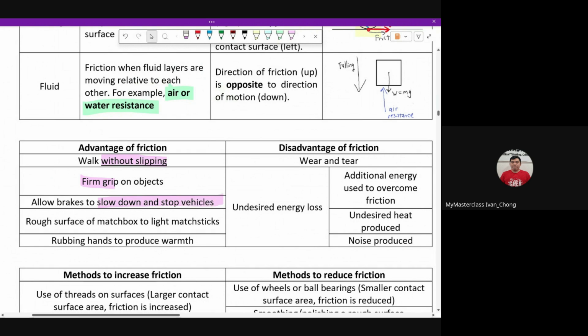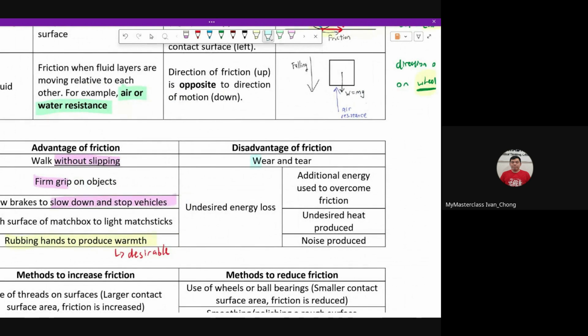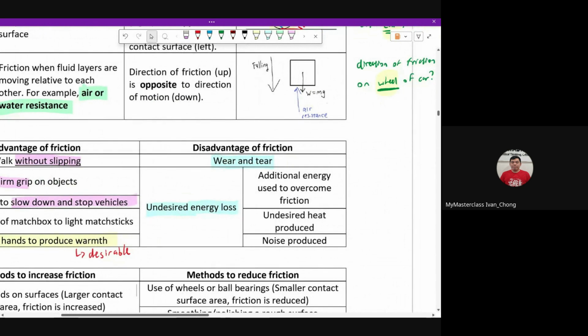Okay, now for this one, rubbing hands to produce warmth, it is very, very specific. Because if you're in a very cold place, you rub your hands, warmth is something that you desire. Okay, this is something that must be desirable. Something you want. Okay, but on the other hand, for disadvantages, most of them are just wear and tear and energy losses. Okay, so the thing is, how do you know which one to use, which one not to use?